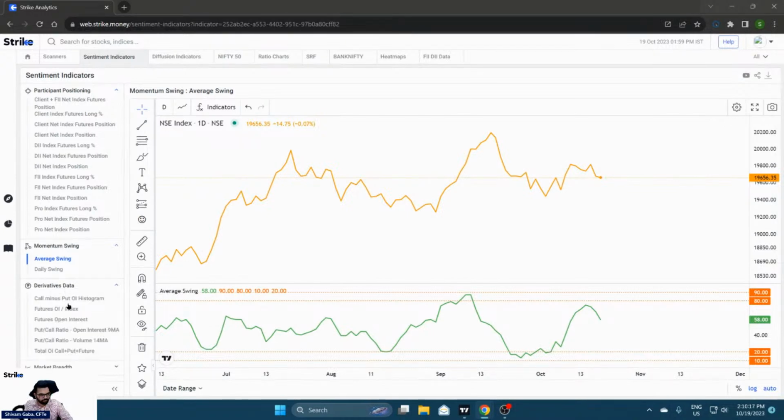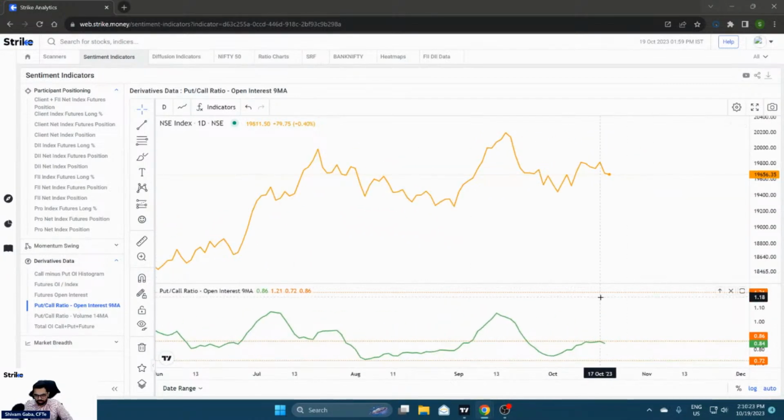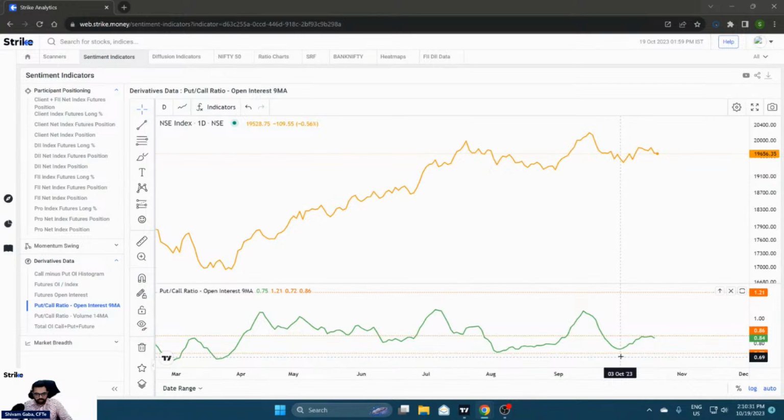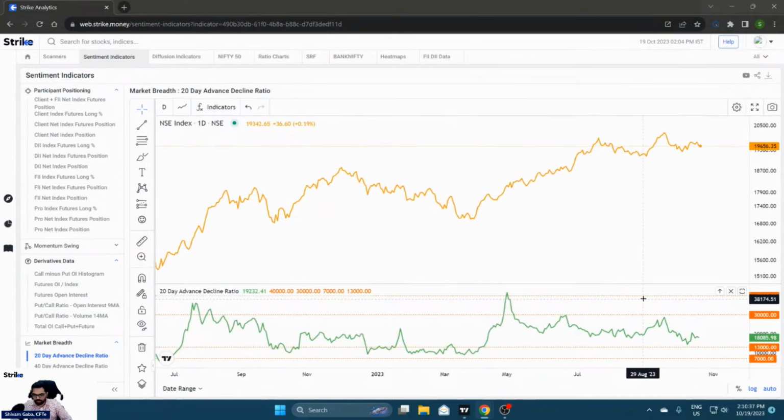Now, in terms of other data like put call ratios, it has not really come out of an oversold range, but it has just touched it and it's right there. So we need to see how it reacts from there on. In terms of advance decline ratio, also nothing has changed. It has not reached any lower end as of now.